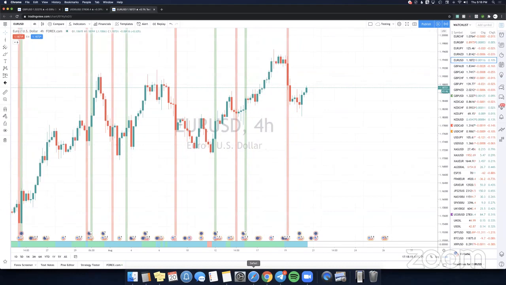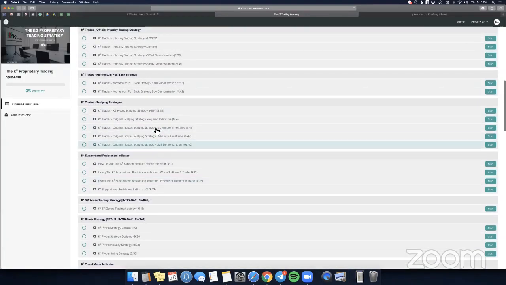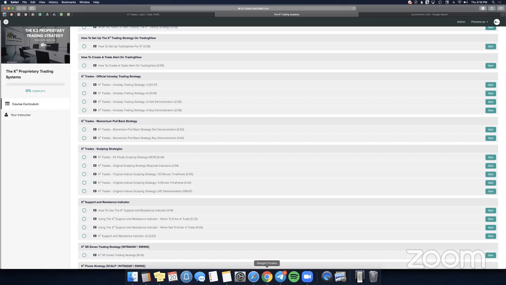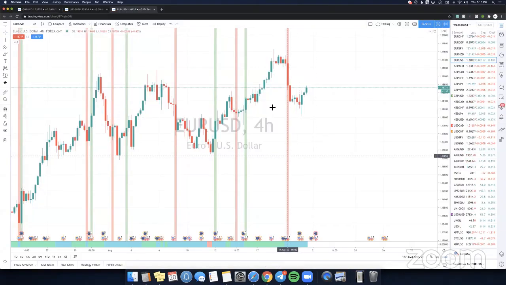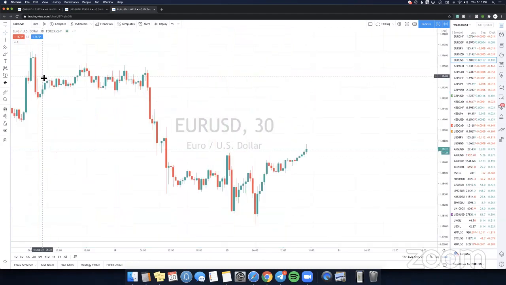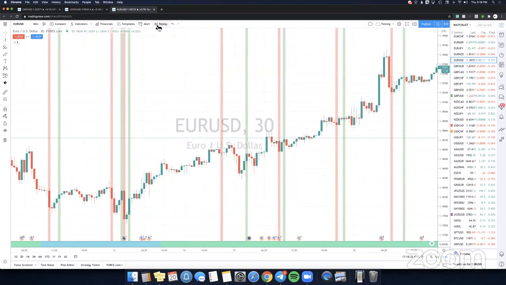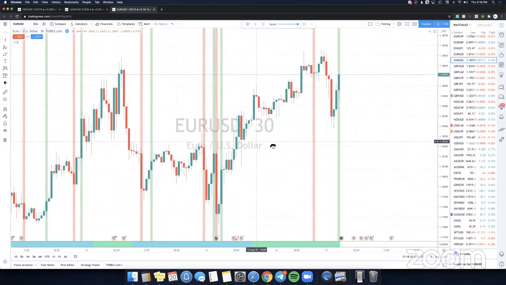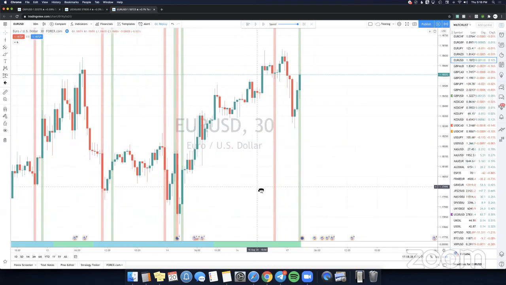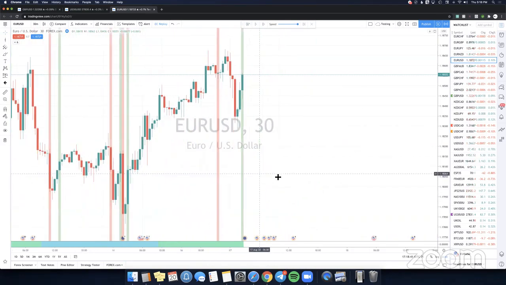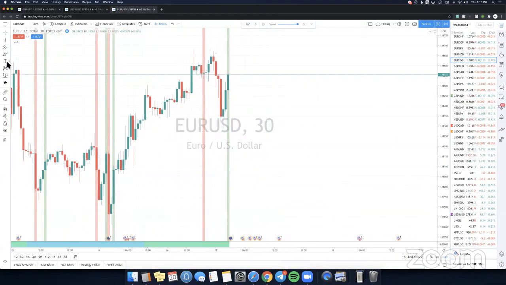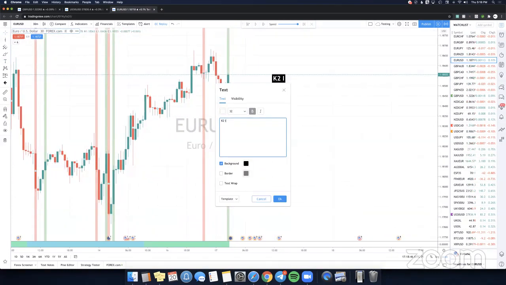For Euro USD, the first strategy I'm going to go over is the K2 intraday strategy. Technically this can be used on all time frames, but I recommend the 30-minute, because that gives you a good window to get in and out of a trade within intraday settings. You don't want to hold this trade for too long, like more than a day. This is the K2 intraday strategy, original.